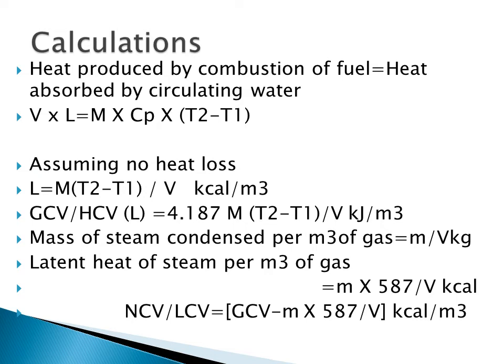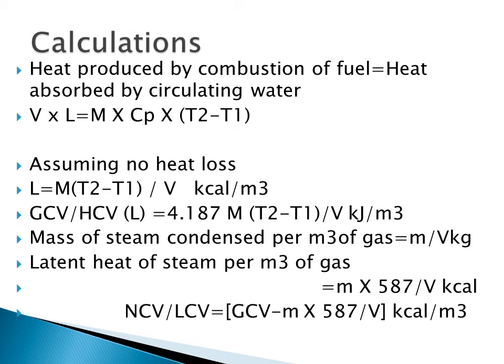Now the calculations. Heat produced by combustion of fuel is equal to heat absorbed by circulating water. This is our principle. Heat produced by combustion of fuel is equal to V into L, where V is the amount of fuel we have burned and L is the GCV of that fuel. Heat absorbed by circulating water is M into Cp into (T2 minus T1). M is the amount of water we have circulated, and Cp is the specific heat of water, into the rise in temperature, T2 minus T1.